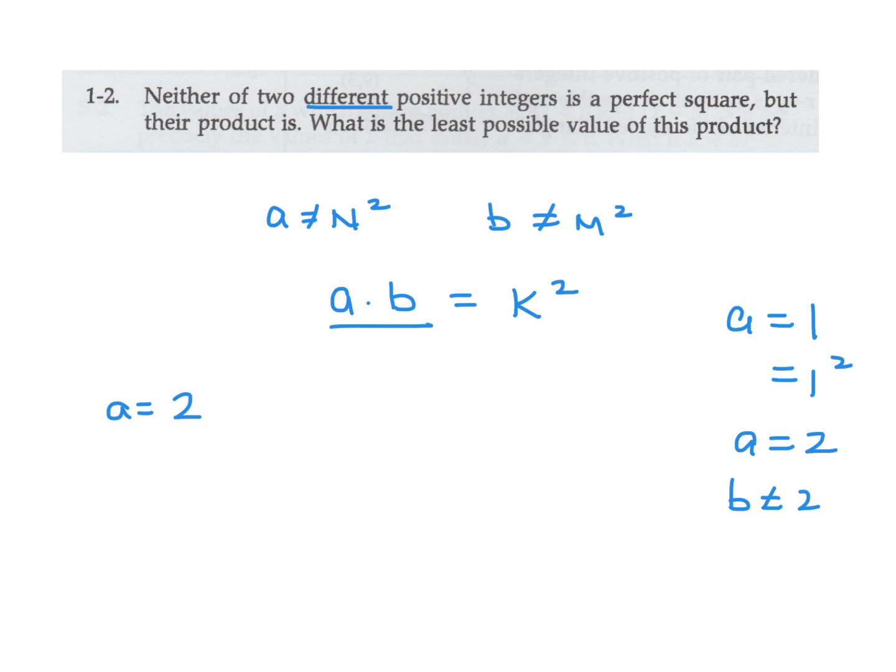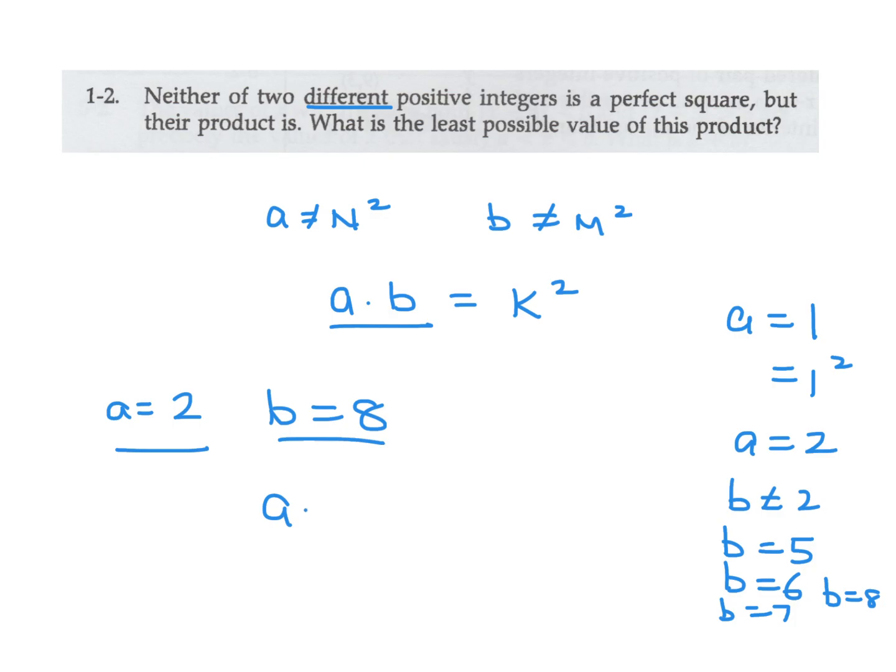3, but 3 times 2 would be 6. 4 is a perfect square. 5, 2 times 5 would be 10. 6, 2 times 6 is 12. 2 times 7 is 14. 2 times 8 is 16. 16 works. So if b is 8 and b is not a perfect square, a is not a perfect square, but then ab would be 2 times 8, which is 16, which is 4 squared. There you go. So I guess the answer to this question is 16. So it was basically just trial and error.